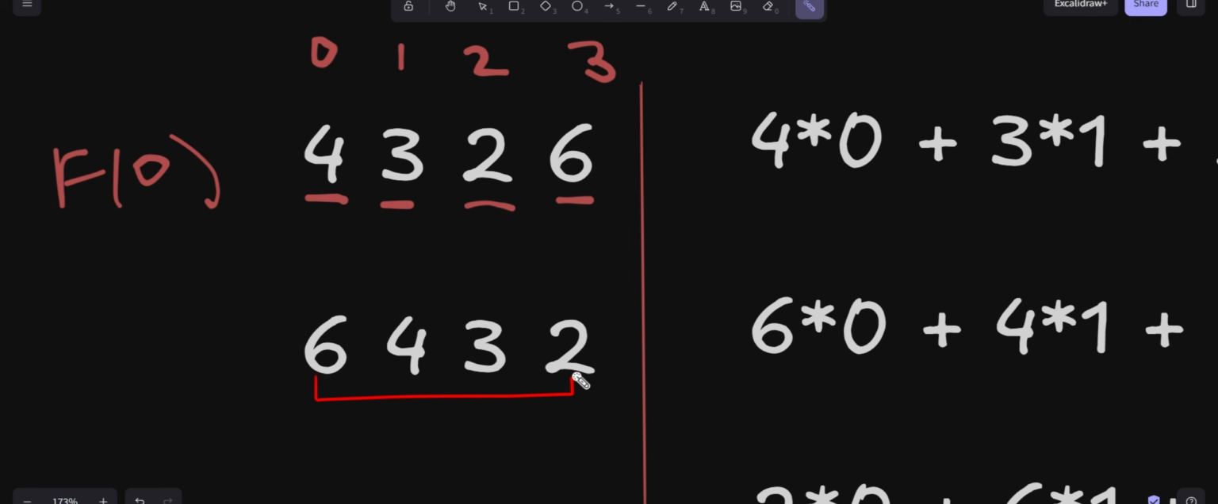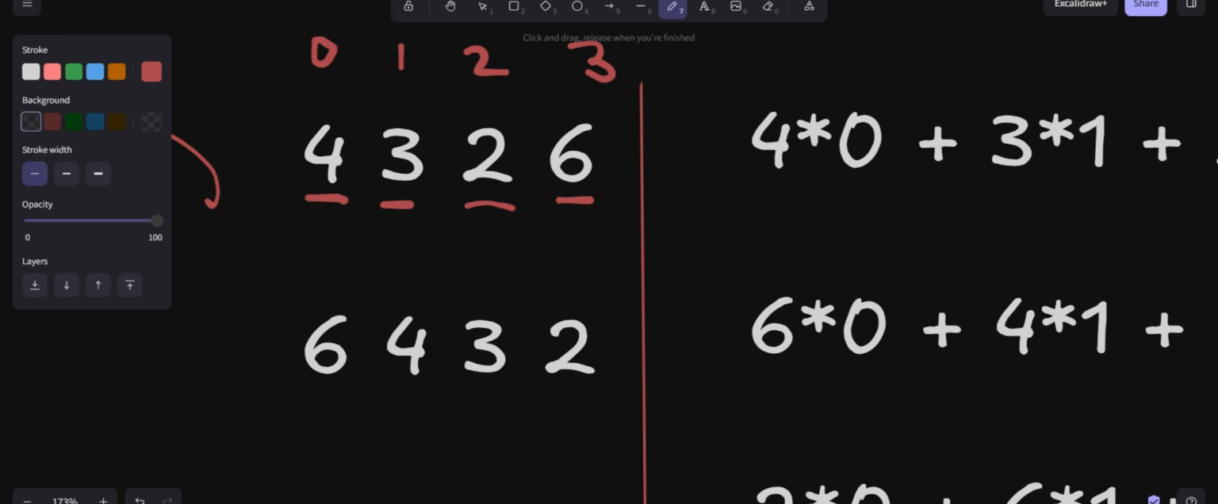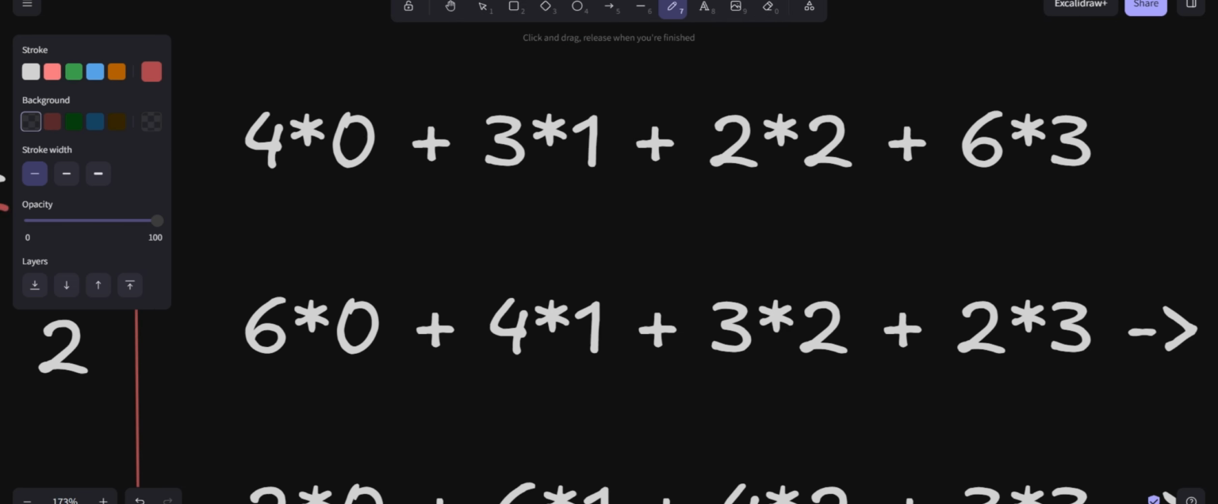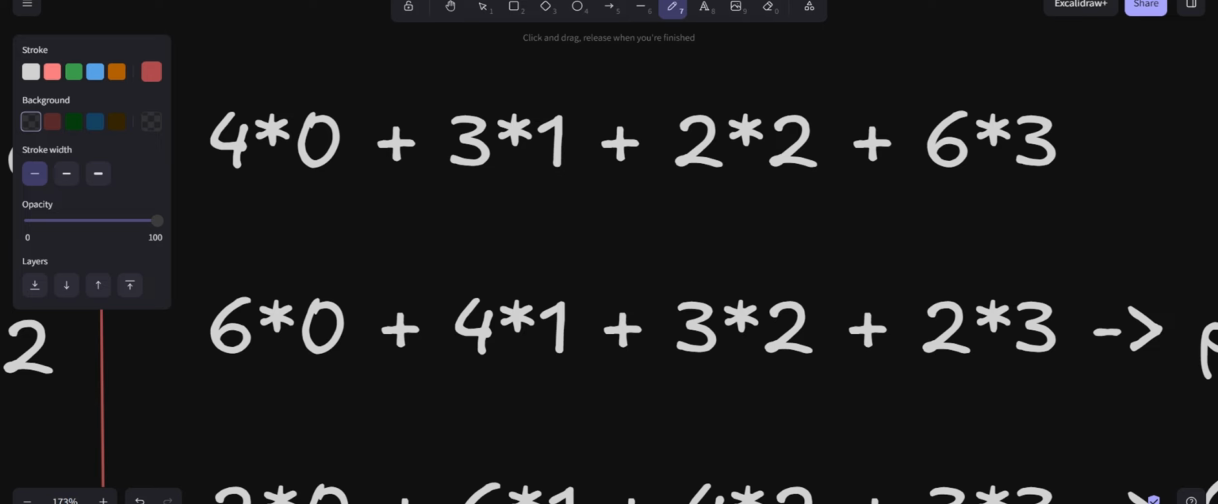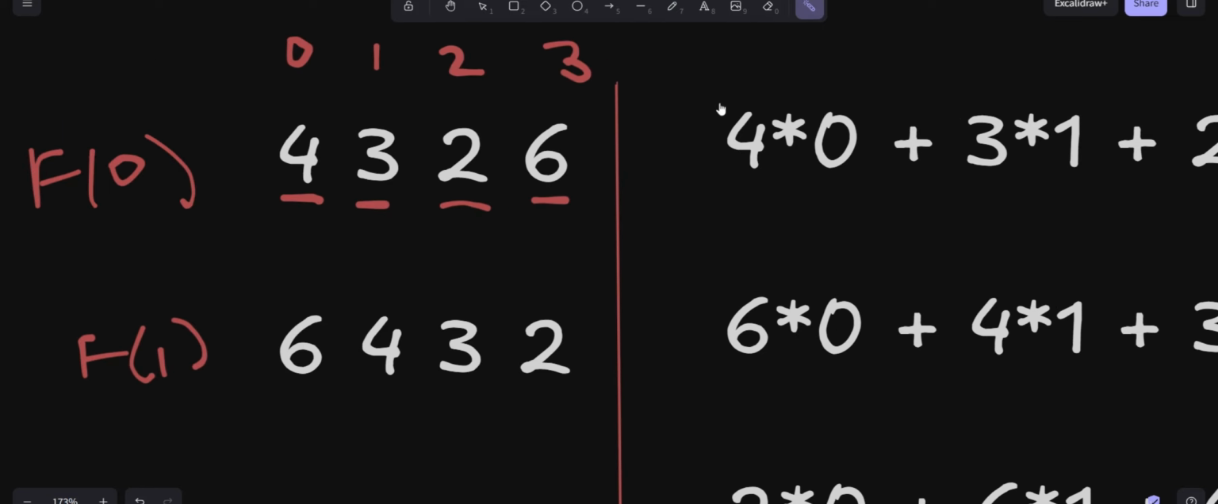For this particular arrangement, we now calculate the f of 1 value, right? So f of 1 was calculated like this: 6 into 0, 4 into 1, 3 into 2, 2 into 3. Now we know that this particular problem has an n value, and the limit of n is 10 to the power 5.